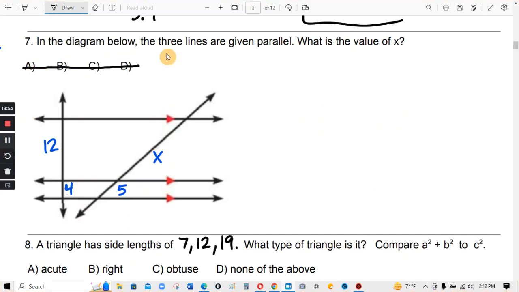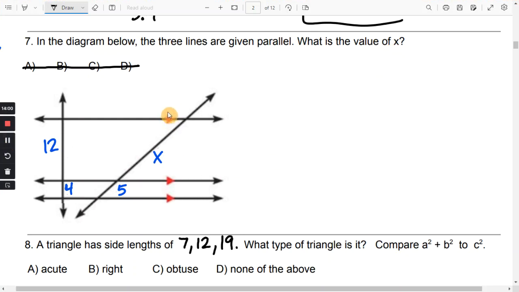7. In the diagram below, the 3 lines are parallel. What is the value of x? All right, see these lines here are parallel. That means they divide both lines, both transversals, the same way. So this is cutting through the parallel lines.